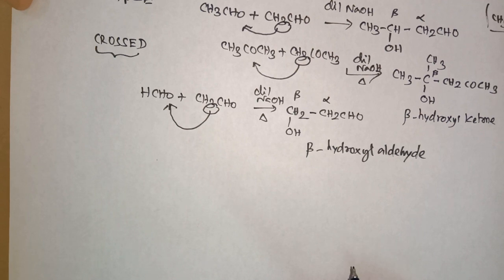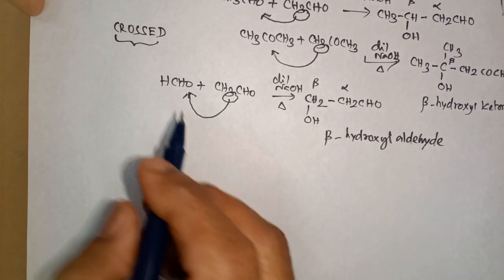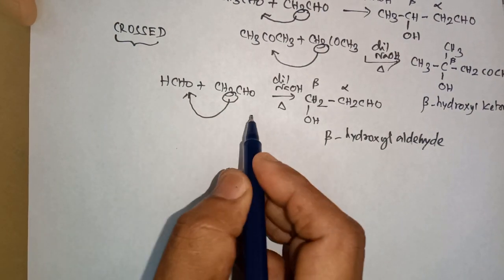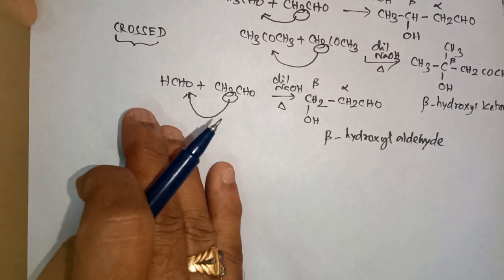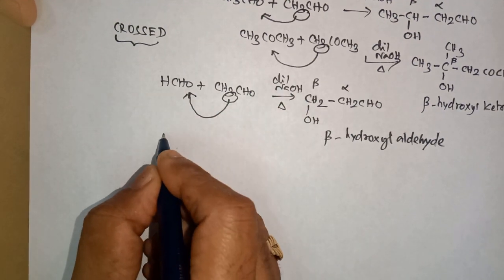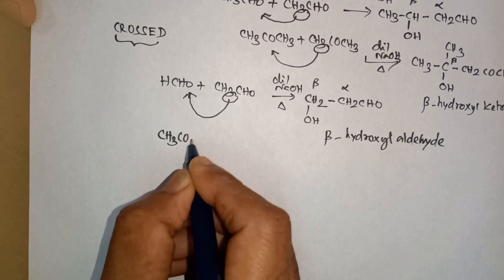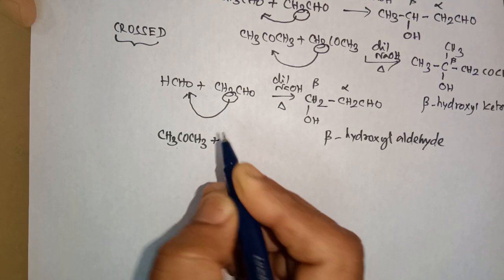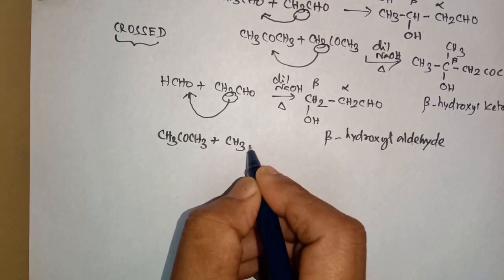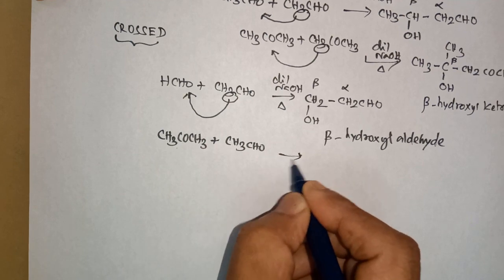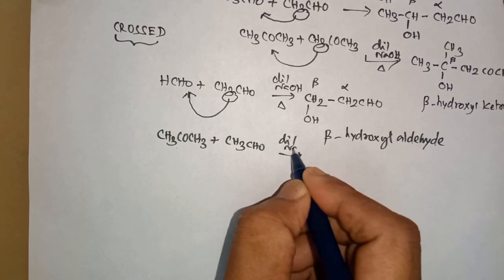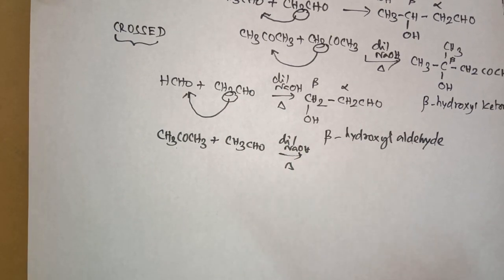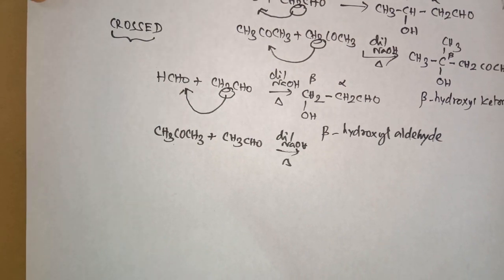It is beta hydroxyl aldehyde. Suppose I take one aldehyde and another one ketone. When you take one ketone, CH3COCH3, plus one aldehyde, say acetaldehyde, and dilute NaOH, and I heat it, what will happen in this reaction?